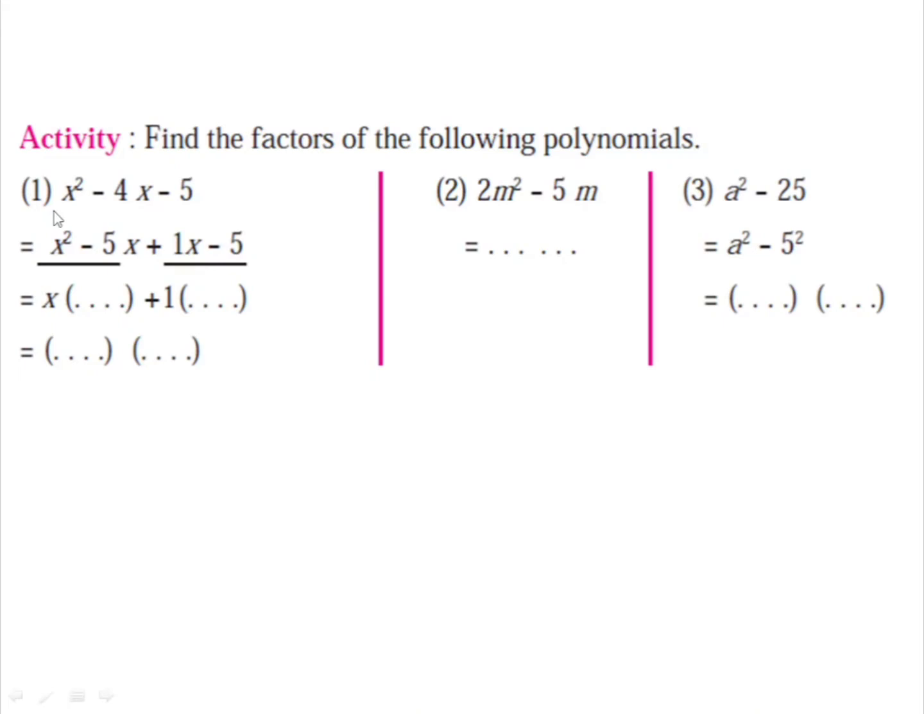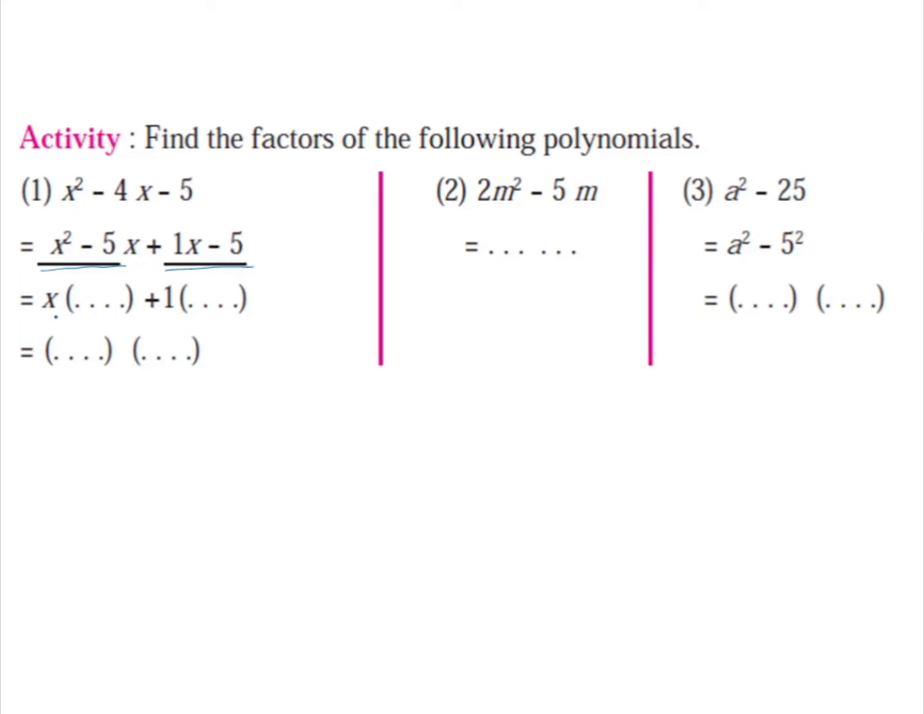So the first polynomial given over here is x square minus 4x minus 5. To find the factors of this polynomial, the middle term is split into minus 5x plus 1x. The addition is minus 4 and the product of these two is minus 5. So we have got 4 terms and groups of 2 are made. The first group is x square minus 5x and the second group is 1x minus 5.